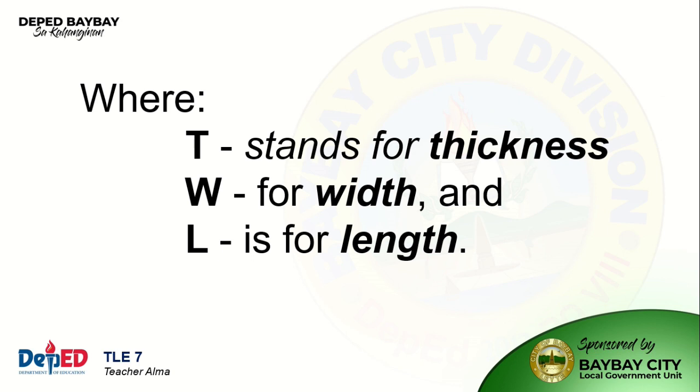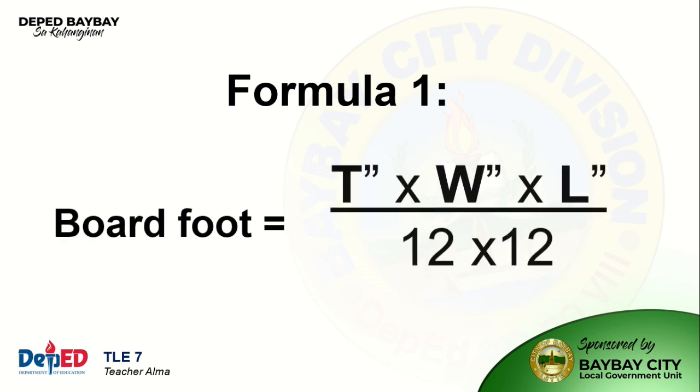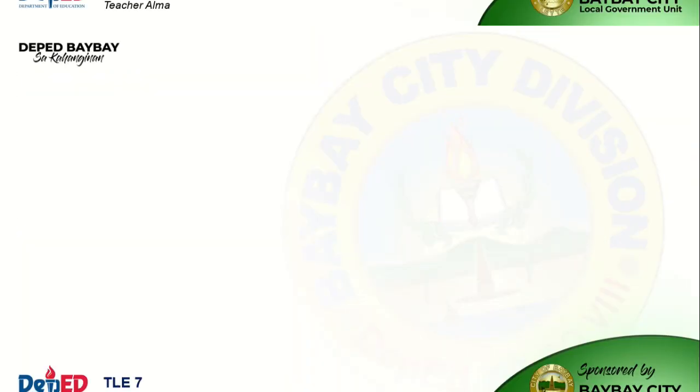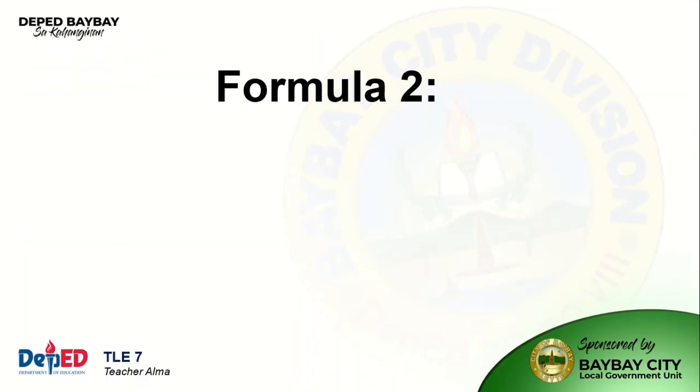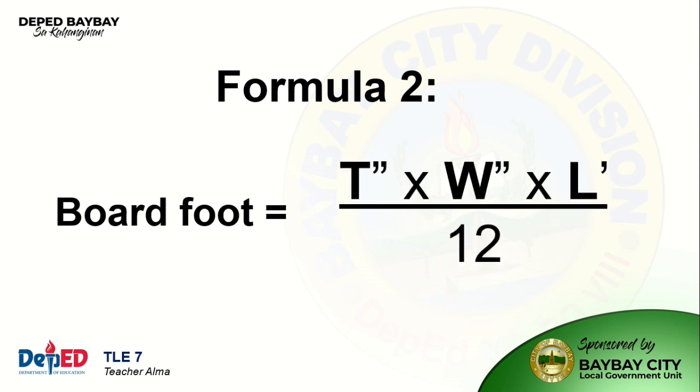W for width, and L is for length. The following formulas are used in computing board foot. Formula number 1: board foot is equal to thickness times width times length divided by 12 times 12. This formula is only applied when the length of lumber is in inches. Formula number 2: board foot is equal to thickness times width times length divided by 12. This formula is only applied when the length of lumber is in feet.